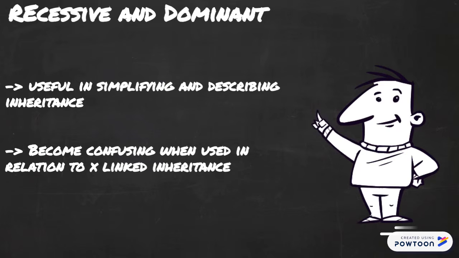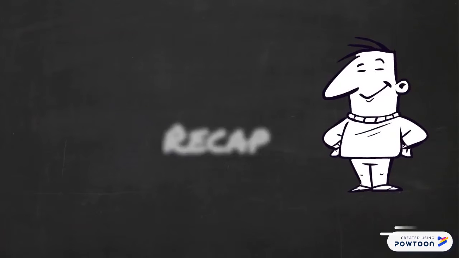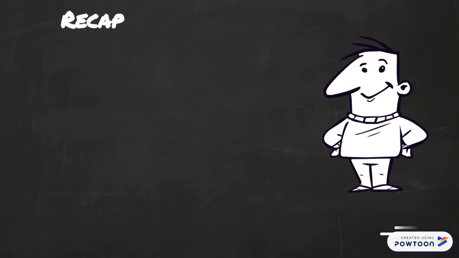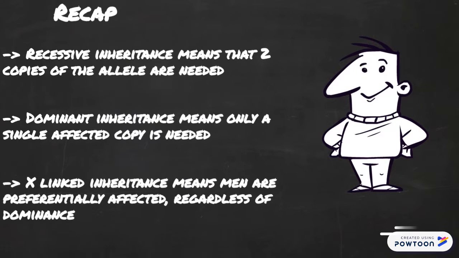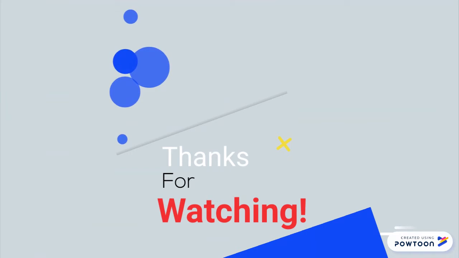However, as we discussed, in the case of X-linked diseases, we come across issues, especially when describing their inheritance patterns in males. To recap the key points, recessive inheritance means that in order to be affected, 2 copies of the allele are needed. Dominant inheritance means that only a single affected copy is needed. And X-linked inheritance means that men are affected if they inherit an affected copy, even if the disease can be considered recessive or dominant in women. When it comes to X-linked inheritance, it's best if we steer clear of these terms as much as possible, especially when first learning about them.